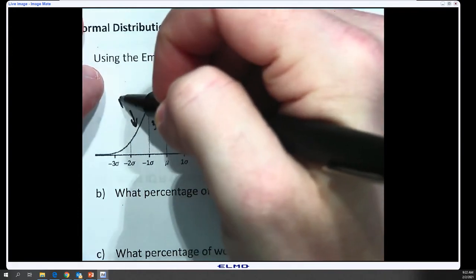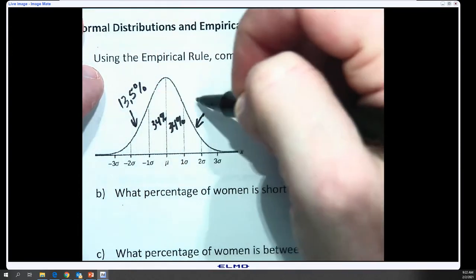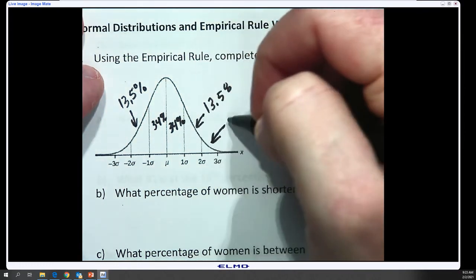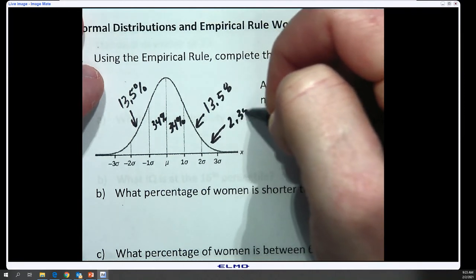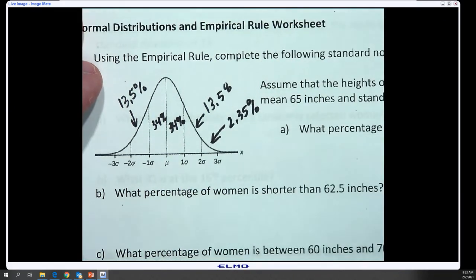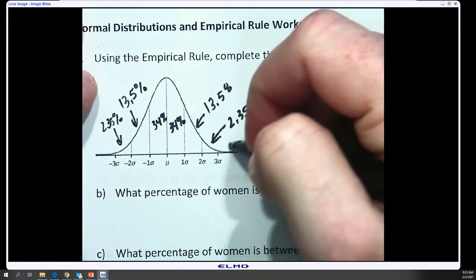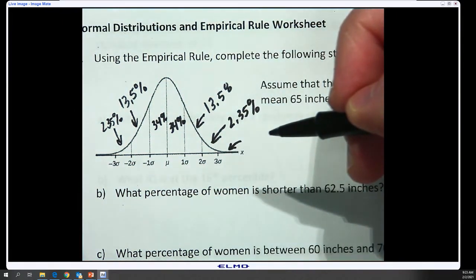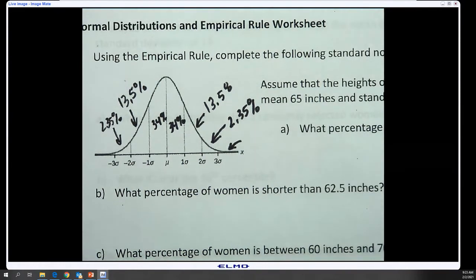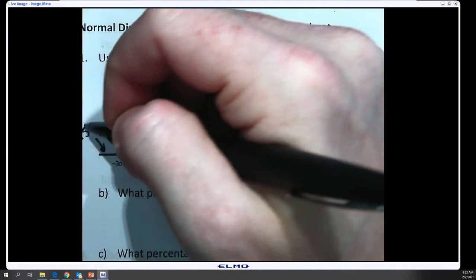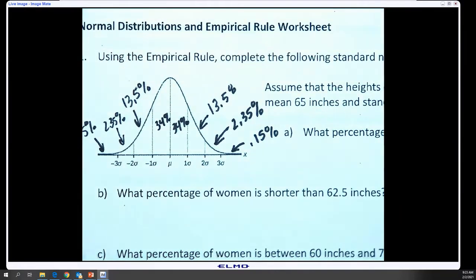I believe these are 13.5%. These are 2.35%. And these should be 0.15%, I believe. Let me just make sure that's right. Yeah, 0.15%. Awesome.